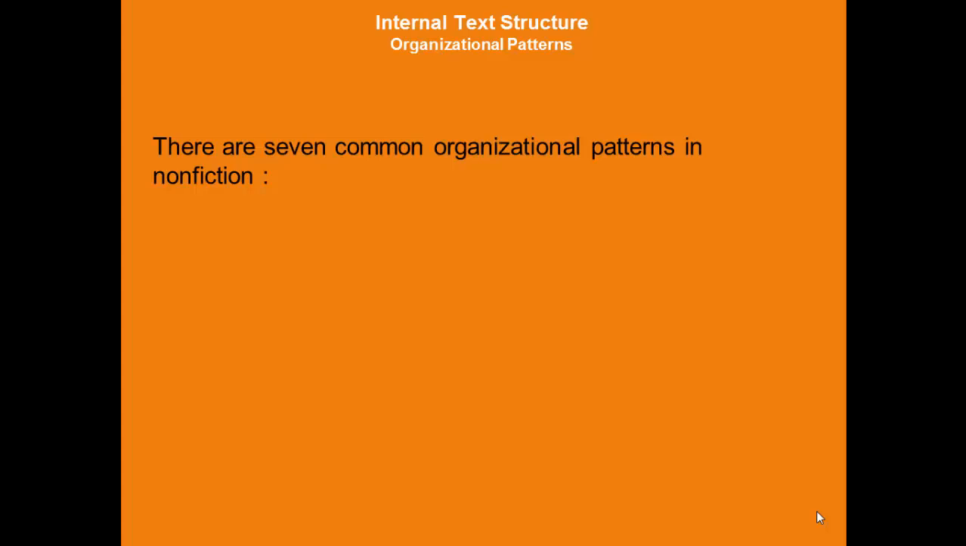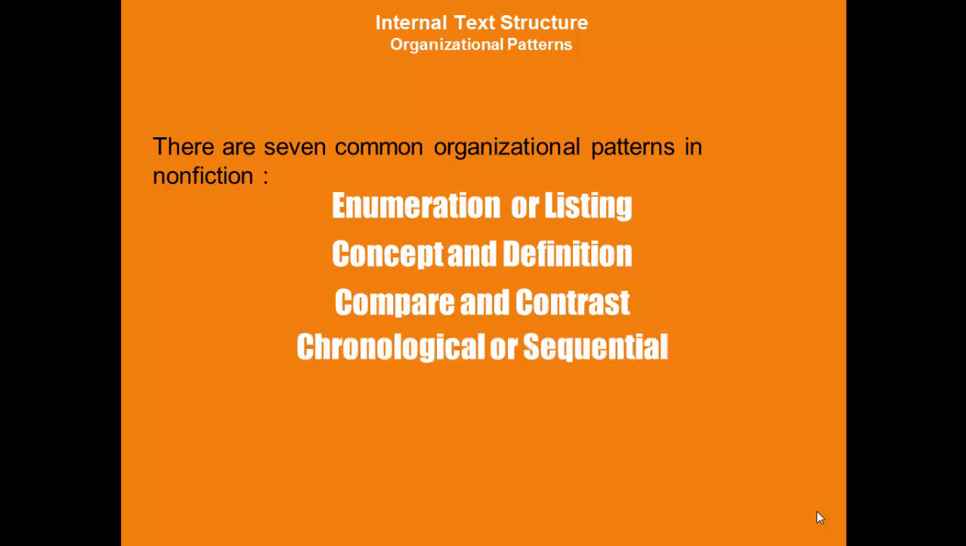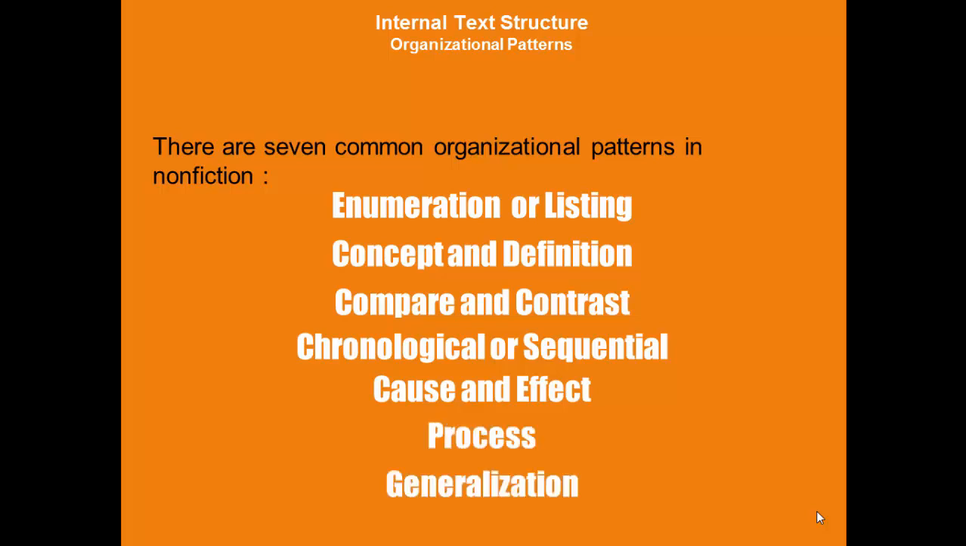So let's look at the types of internal text structure or organizational patterns that we're going to see. There are 7 common ones. First one is called enumeration and listing, concept and definition, compare contrast, chronological sequential, cause and effect, process, and generalization.